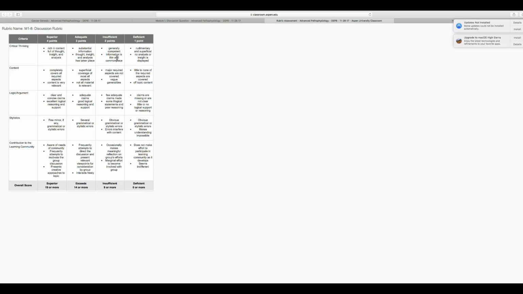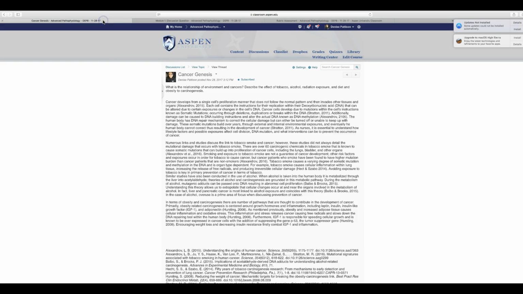Next one says generally competent information that is thin and commonplace. So you maybe did a step up and did a little more than just rudimentary definitions of each topic. Then, substantial information, thought, insight, analysis. So you are now processing information. We're talking about cancer, and so what does this mean about how we can teach our patients? And then, taking it to the next level, full of thought, insight, and analysis. So you're really processing the information, okay?